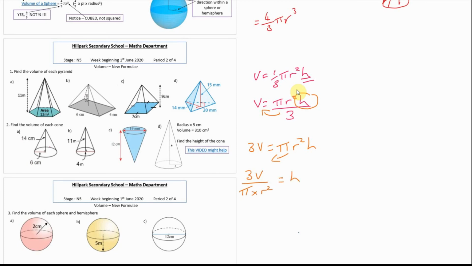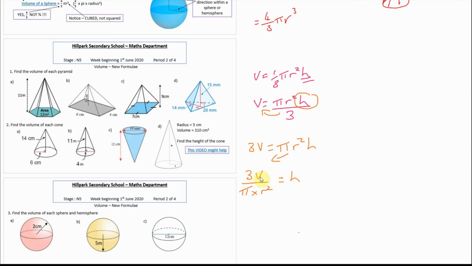Okay, so I've moved both of those down. They were timesing, now they're dividing. Okay, so it's 3v divided by pi divided by r squared. So I know they're timesing each other, but they're dividing v. That was the point. Okay, so that's one way to look at it, and then you would substitute everything in.